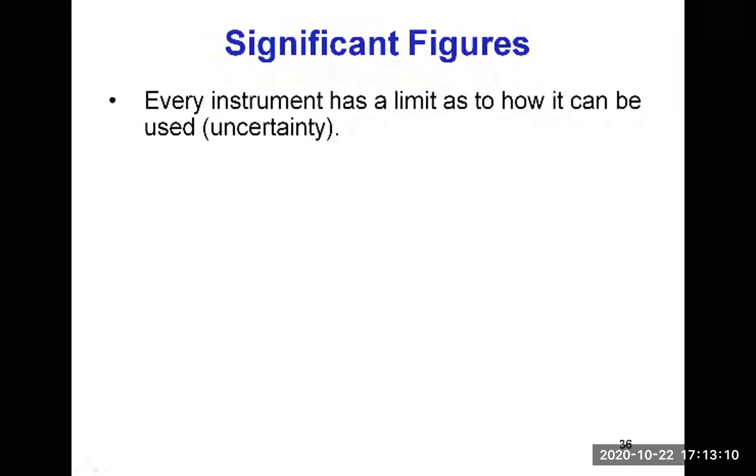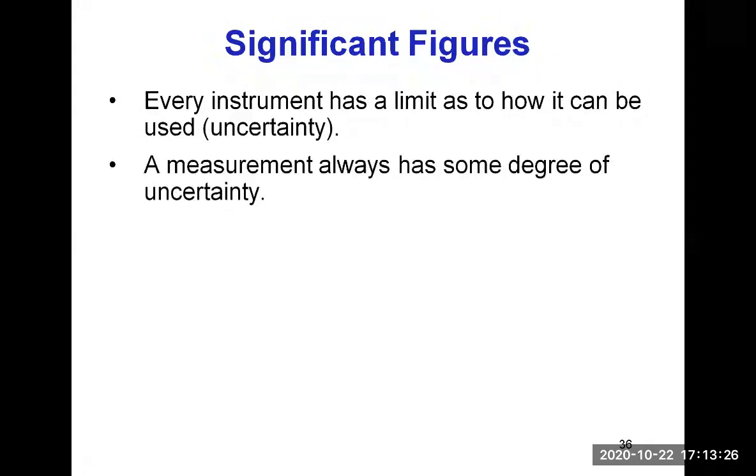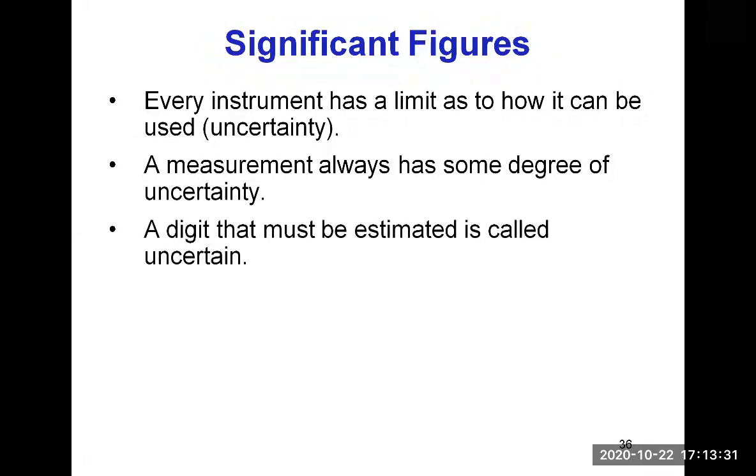Captions in English, please. So this is the 5th video on chapter 2, and it's on uncertainty in measurements. Every instrument has a limit as to how it can be used, and this is called the uncertainty. A measurement always has some degree of uncertainty. A digit that must be estimated is called uncertain.